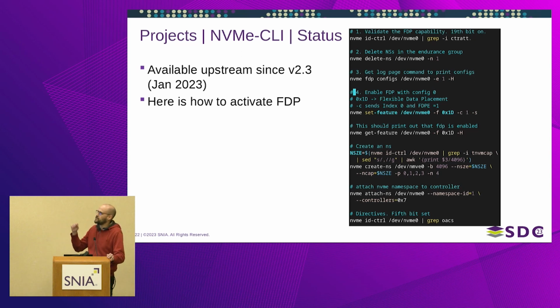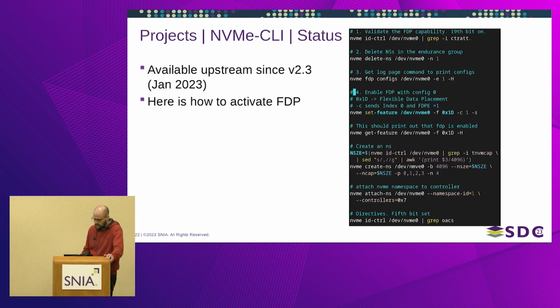Then you print the configurations that are available, select one. In this case, there's just one configuration. I selected configuration 0. You set that configuration and you set FTP with that configuration, and then you ask it again, is FTP configured, to make sure that the configuration has gone through. Then you create a namespace.